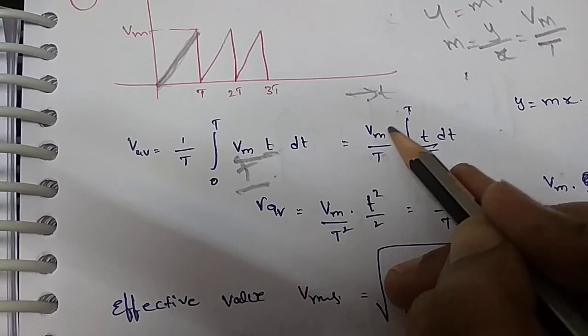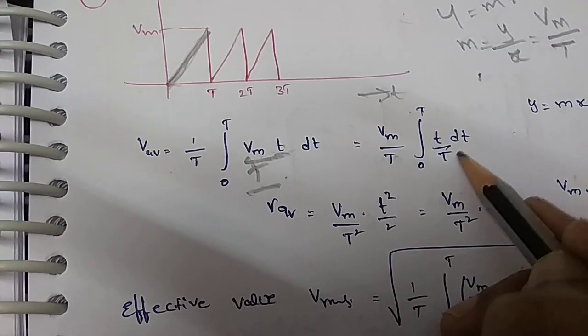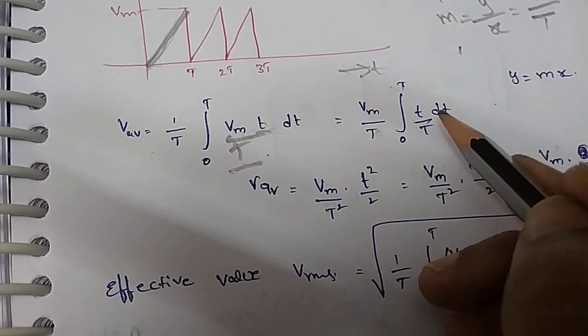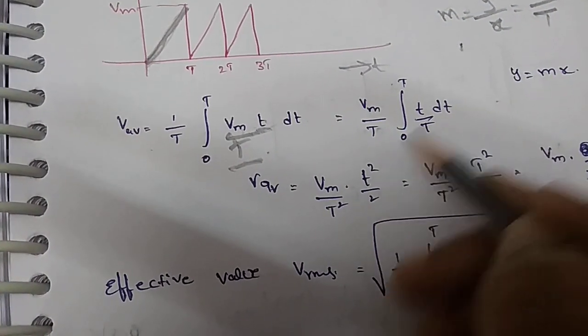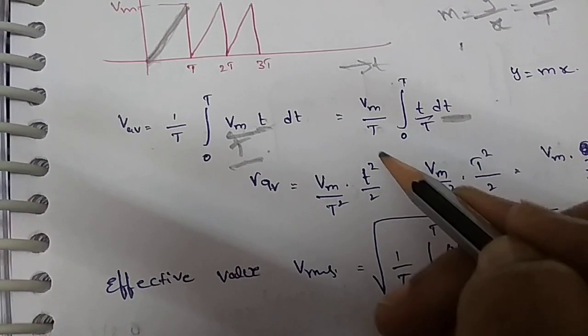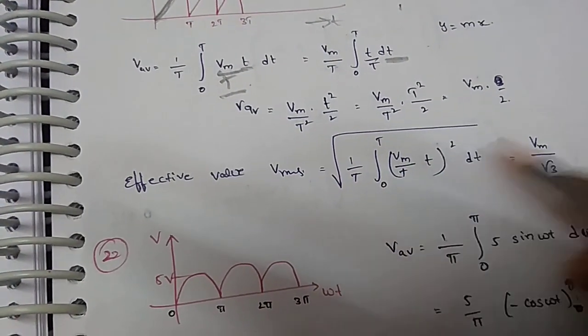So I'm just taking this Vm outside, and small t by capital T dt. If I do this integration, because I'm integrating for small t itself, I'm not integrating for the capital T, so t square by 2. After calculating, I am getting this average value and RMS value.